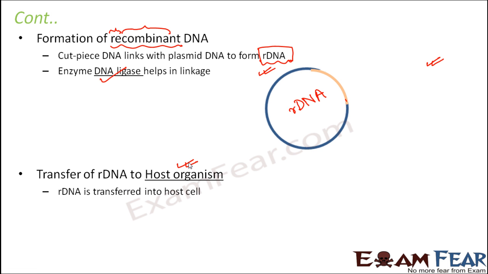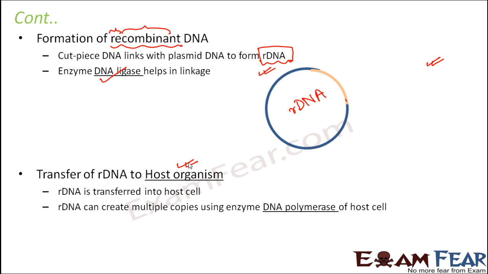Now what happens? The rDNA is transferred into the host cell. What happens once this DNA enters inside the host cell? What do we expect to happen? We want this rDNA to replicate. What is the meaning of replication? That is, to create multiple copies of itself. Because when it is able to create multiple copies of itself, only then will it be actively able to participate in the process of reproduction. So rDNA will create multiple copies using the enzyme DNA polymerase of the host cell.